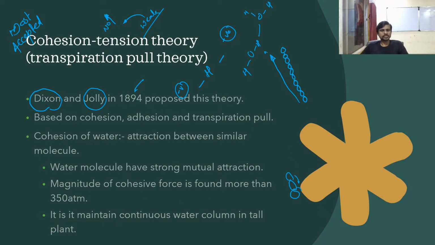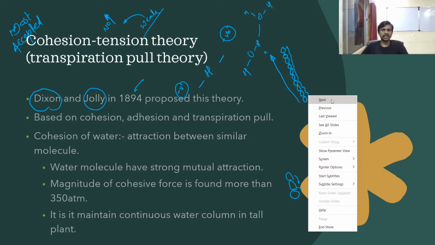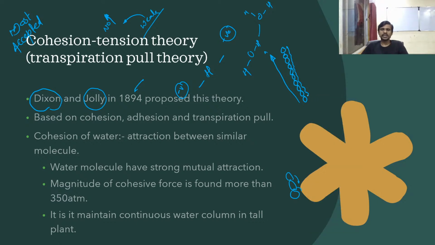Okay, so it maintains a continuous water column in the tall plant. So what happens? These water molecules absorb each other, and because of that, they maintain the water column inside the tall plant.